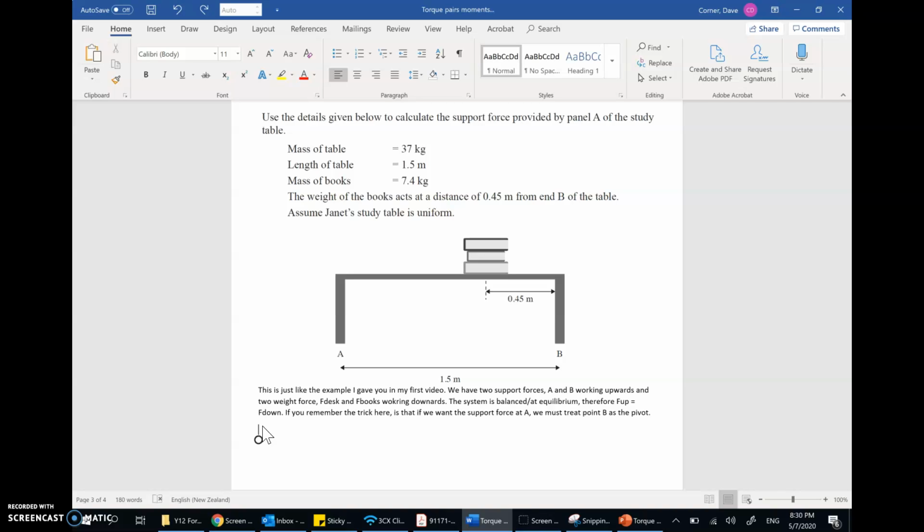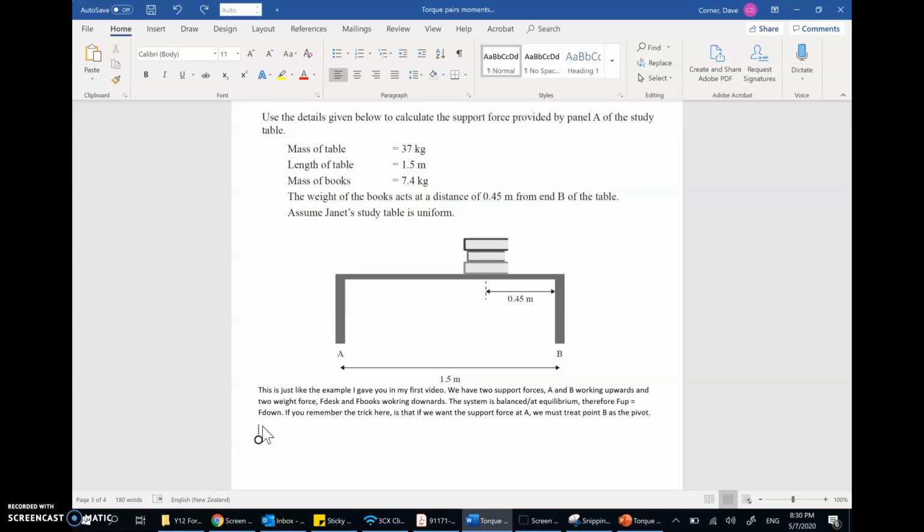So we've got a 37 kilogram table, 7.4 kilograms of books. It is in equilibrium because the table's not turning or moving anywhere, so the upward forces equal the downward forces, but in this particular case we're going to have to work out the rotational forces, in other words the torques. So we are after finding the support force provided by A, and if you remember the other day, if we're looking at finding support force A, we must treat B as the pivot and work out our torques to that mark.